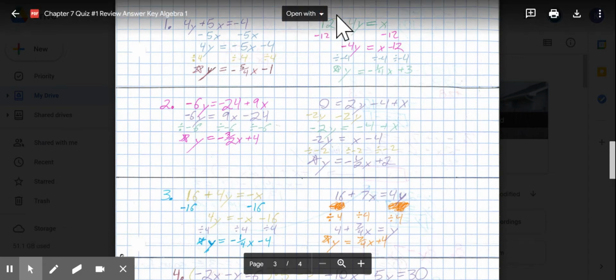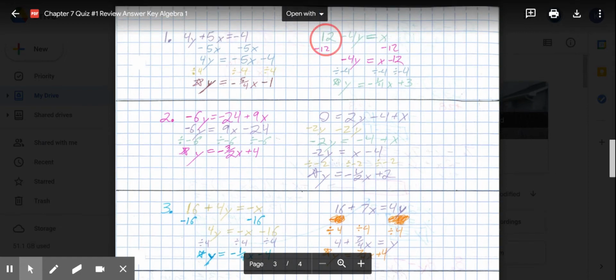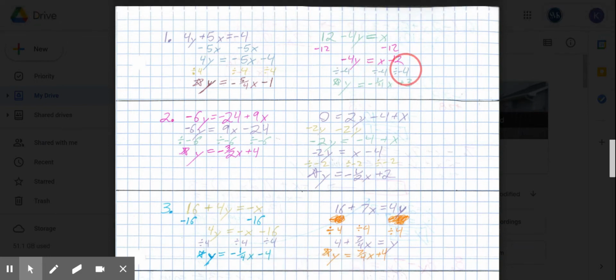With our other equation, 12 minus 4y equals x, we need to subtract the 12 from each side, and then divide everything by negative 4 to get y alone. So we end up with y equals negative 1/4 x plus 3. So our y-intercept is a positive 3, and our slope is negative 1/4.